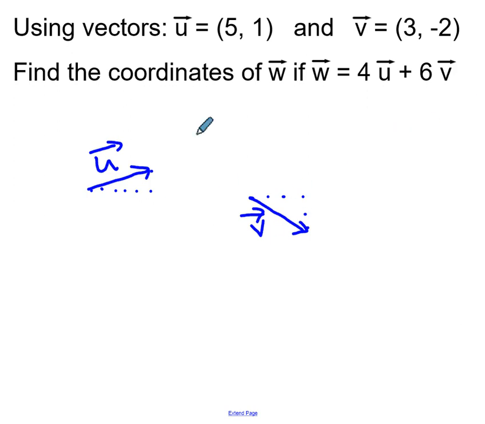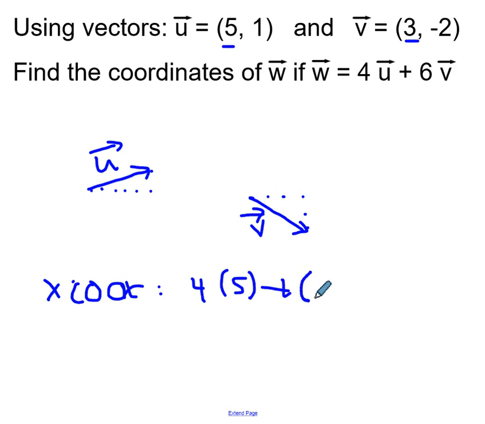So how can I find out the coordinates? Well, if I want to find my x coordinate, I can do 4 times my x coordinate. So you're going to be using the first coordinate. 4 times 5 plus 6 times 3. And that's going to give you 20 plus 18, 38.